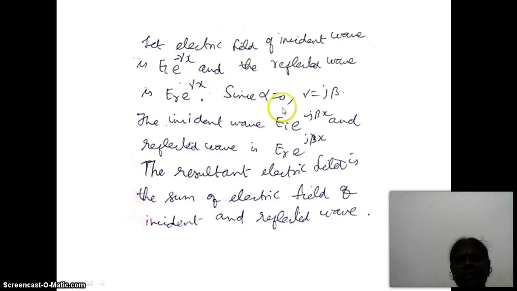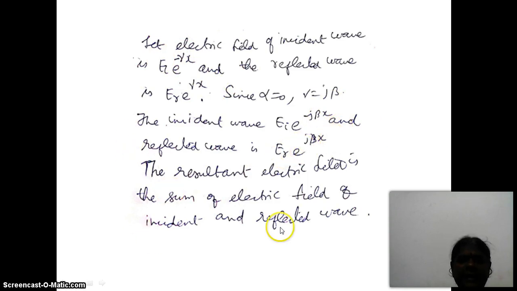Since alpha equals 0 for a conductor, the attenuation is 0. Alpha stands for the attenuation constant. Gamma equals alpha plus j beta, so if alpha equals 0, gamma becomes j beta. Now the incident wave can be written as Ei e power minus j beta x, since alpha equals 0, and the reflected wave is Er e power j beta x.